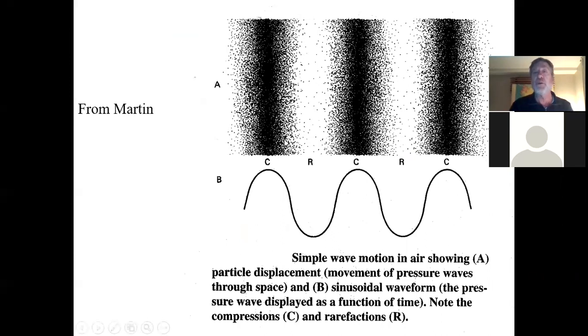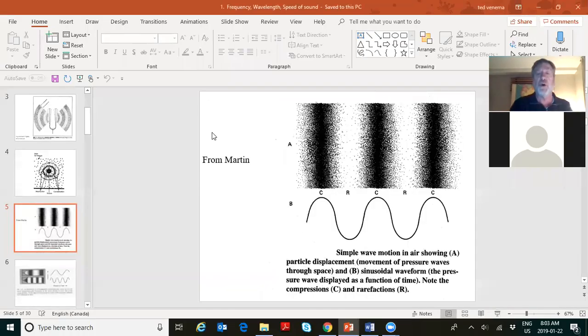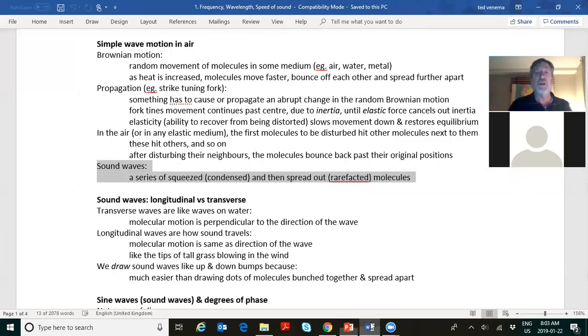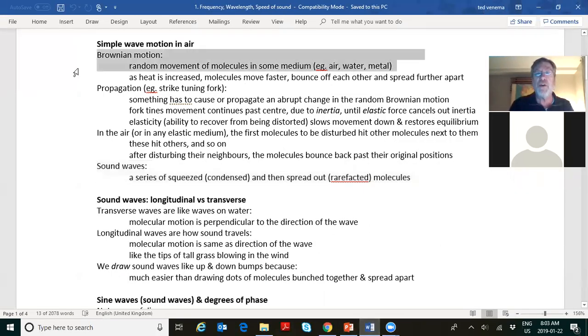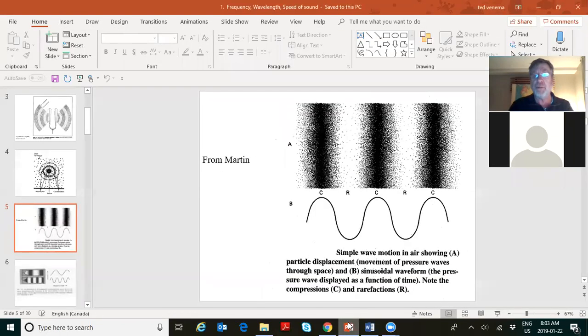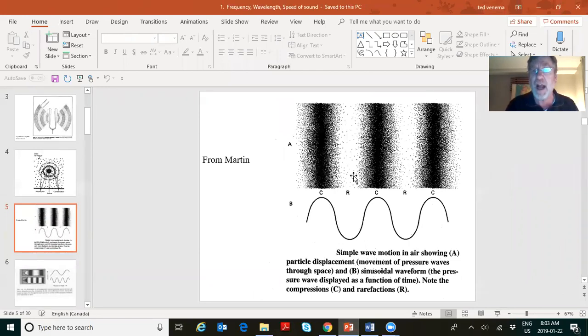You've just got random general Brownian motion, as is seen in your notes as well. So if you go in your notes, you'll see that. Brownian motion is random movement of molecules in air with no sound. But once the sound occurs, you've got that sudden pattern. The squeezing together is called condensation, and the spreading apart is called rarefaction.